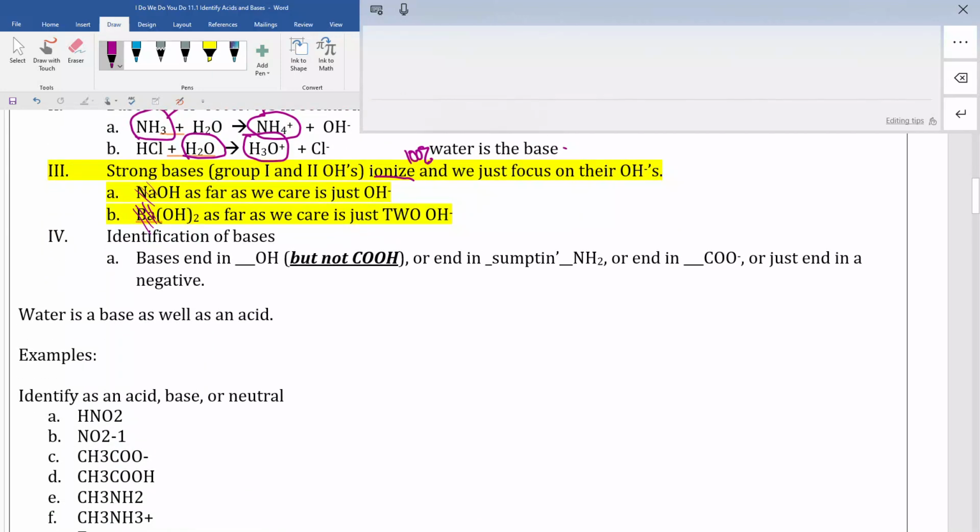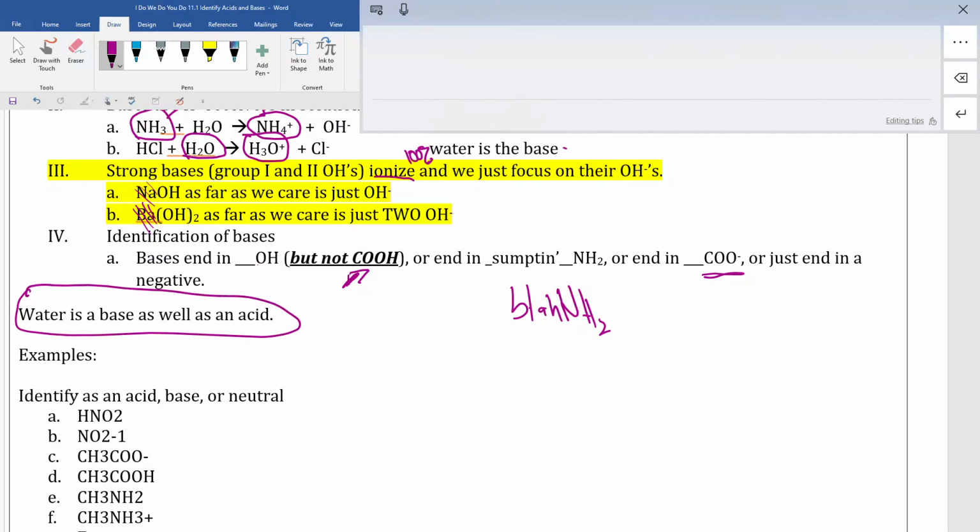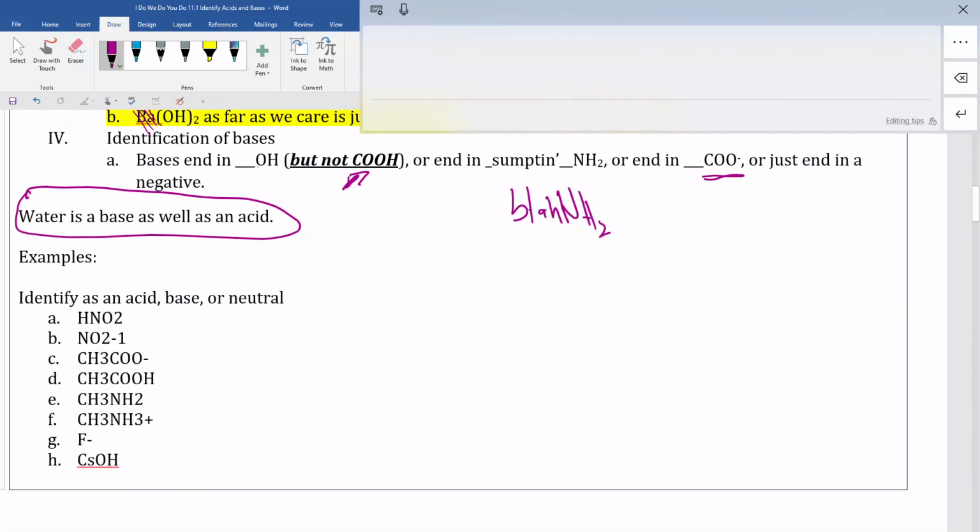Identify bases. Bases end in OH, but not COOH. That's an important one. Or they end in NH2, or end in something COO negative, or just end in a negative. Water is a base as well as an acid. That means sometimes it acts as an acid and sometimes it acts as a base.